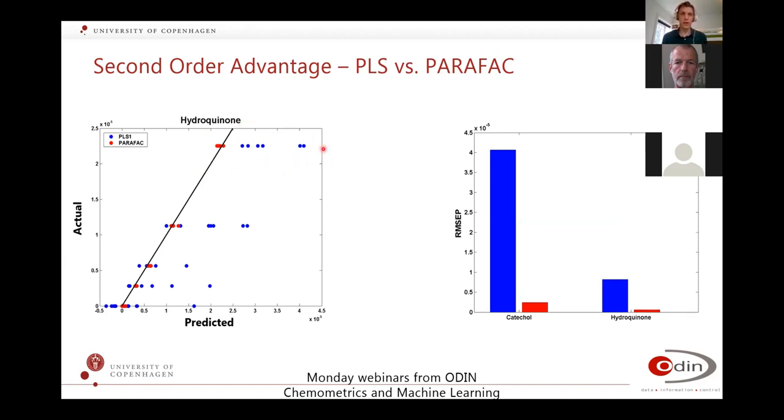And at least back in the days, I used to refer to this as the accuracy of a good football player passing the ball and then a Norwegian football player passing the ball. The accuracy is kind of different, you can say. And if you look at the RMSEP value, you certainly see that the error in the blue, the partial least squares, is way higher than what you have for your PARAFAC. So this is the second order advantage, why it is a good idea to measure excitation emission matrices and apply the correct mathematics afterwards.